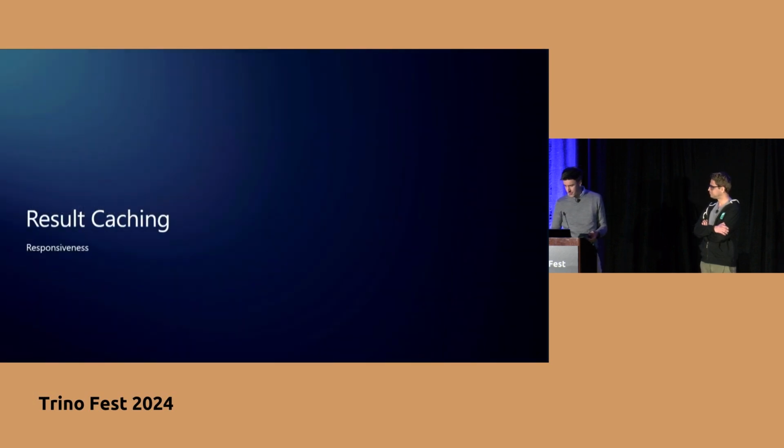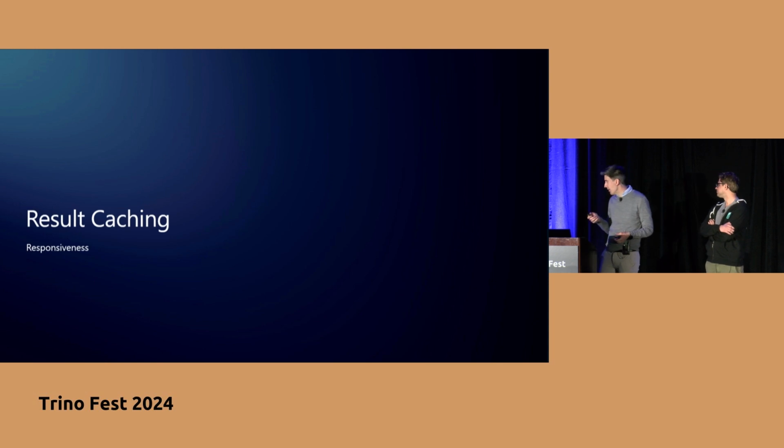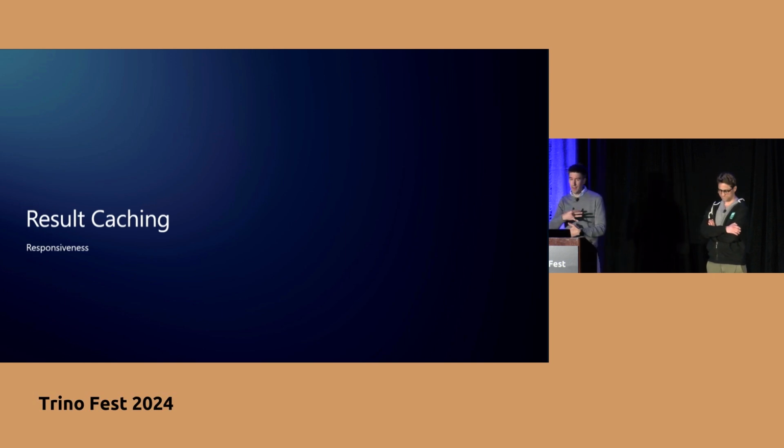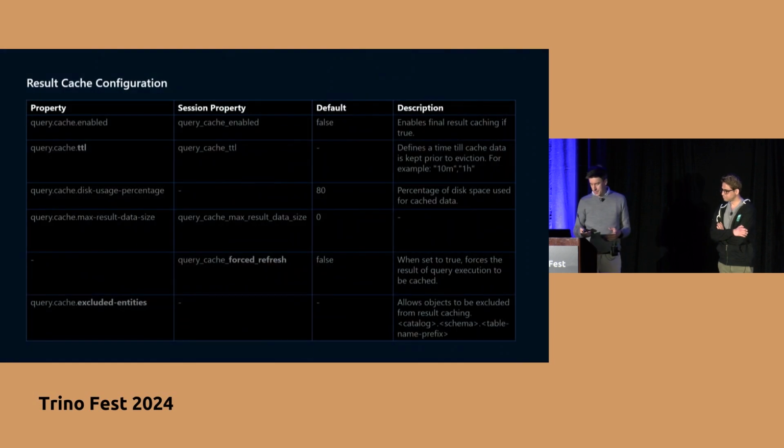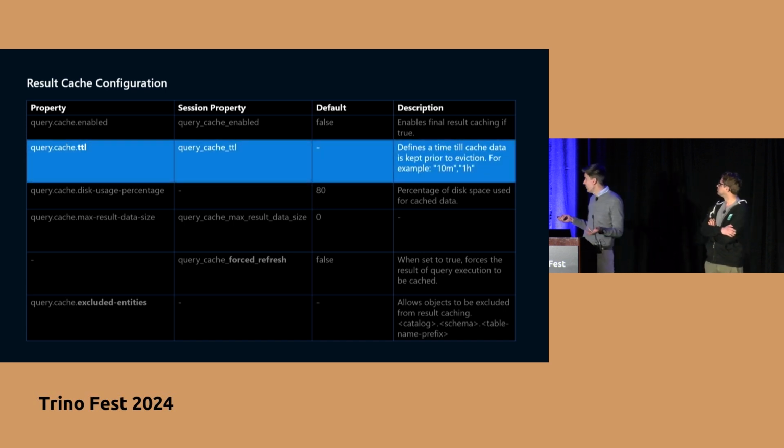First, we're going to talk about result caching. This is quite a simple idea. Basically, it stores the query result, so when you run a query, the result is readily available if it has been previously cached. The best way we thought to introduce this is to go through a bunch of our configurations to enable this. And of course, time to live is obviously a basic requirement for a cache.